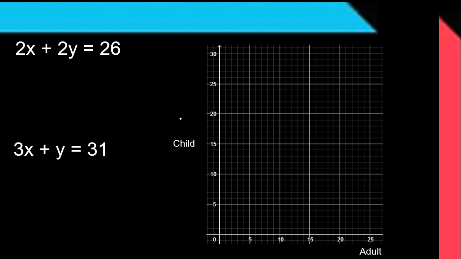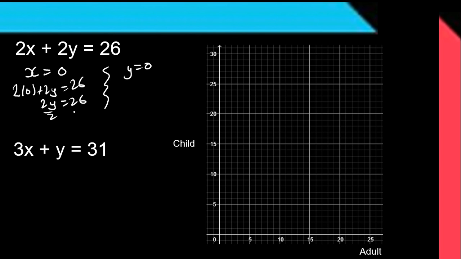Okay, so again, if you need to recap how to graph, there's plenty of videos. For these types of questions, I would probably use the method of the x and the y intercept. So if you do x is 0 and substitute that in, we have 2 times 0 plus 2y equals 26. You're left with just 2y equals 26. Divide both sides by 2, y equals 13. So when x is 0, y is 13. So that's the first ordered pair I could plot, which will be here.